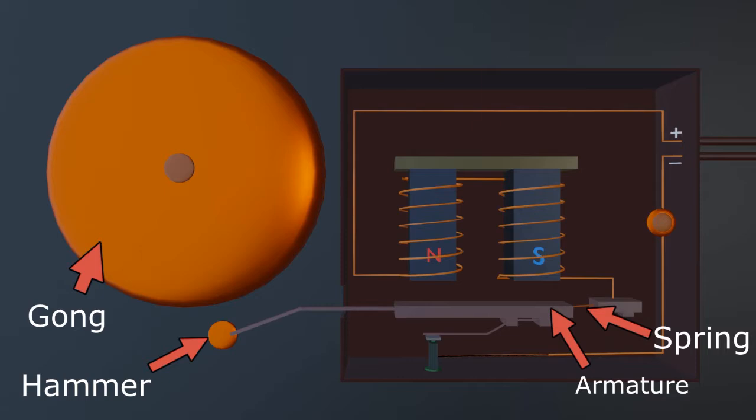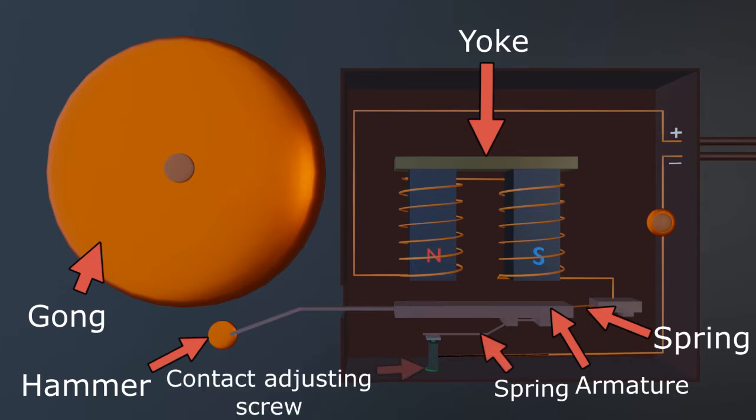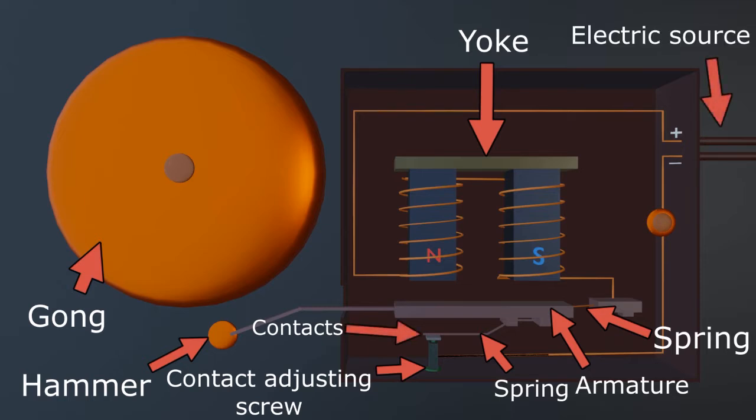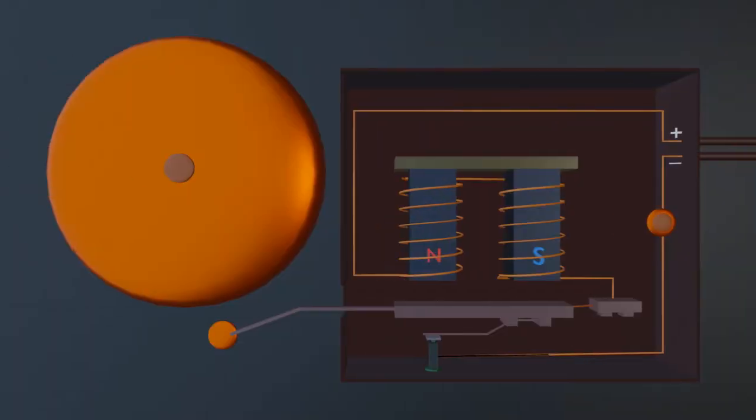Other parts include a soft iron yoke that attaches the electromagnets, a landing spring that makes the landing smoother and allows for the flow of current, and a contact adjusting screw to adjust the time intervals between contacts, without mentioning that the bell is connected to an electric source. Let's dive deeply into the framework.